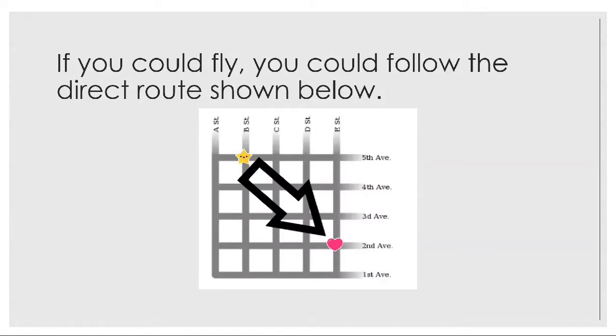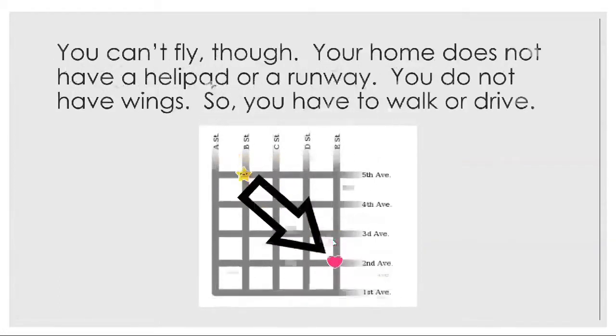If you could fly, you would follow the direct route shown below. So that would be following the diagonal route. You cannot fly, though. Your home does not have a helipad or a runway. You do not have wings, so you have to walk or drive, and we cannot walk or drive through buildings.